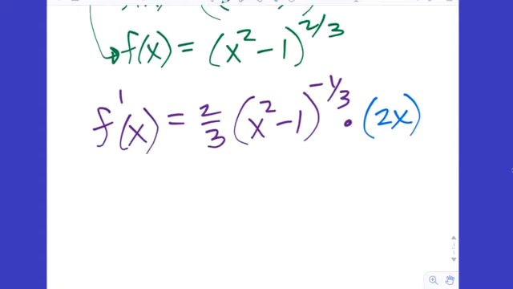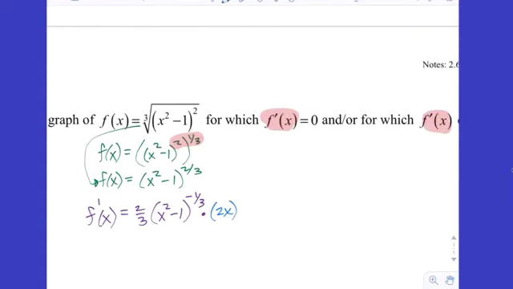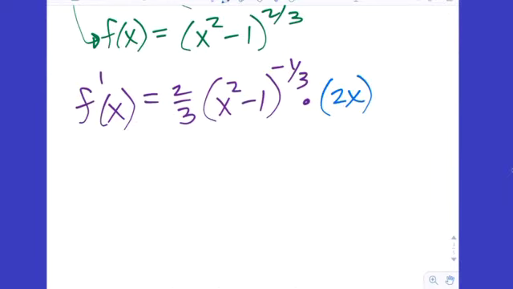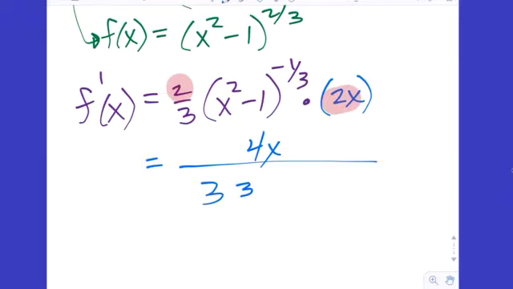Now, because we're going to use this, and here's really the benefit for cleaning it up, we want to figure out where it's equal to 0 and where it's undefined. And so we want to get rid of negative exponents, and you want to get rid of fractional exponents. So this is just one big term, so I'm going to go ahead and build my shelf. What goes in the numerator? A 4x. Good. You got a 2 and a 2x. That gives you a 4x. And in the denominator, you have the 3 factor, and then the other factor goes back to the denominator and goes underneath the radical, x squared minus 1.